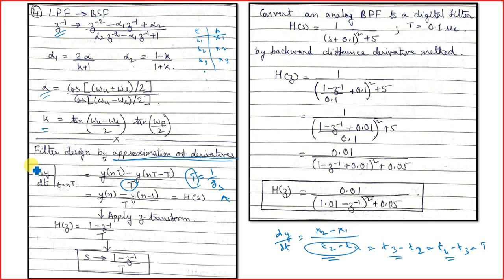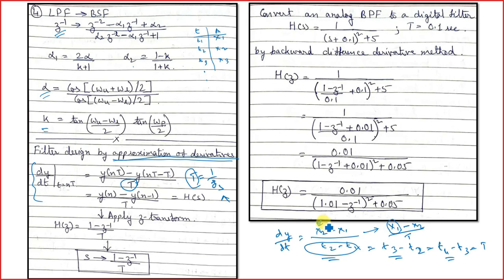So this equation, what I have told, is regarded as the backward differentiation method. The derivatives can also be conducted by using the forward difference method, where you will be getting x1 minus x2 divided by capital T. However, in this case, your x1 will be the present value.